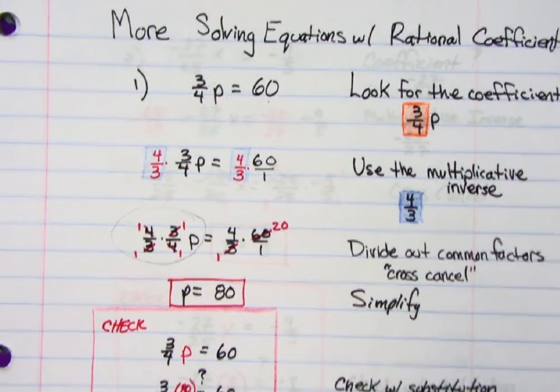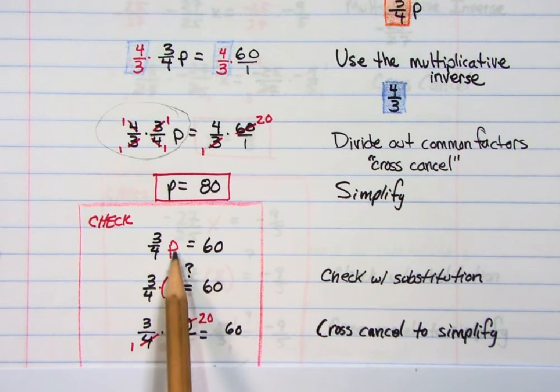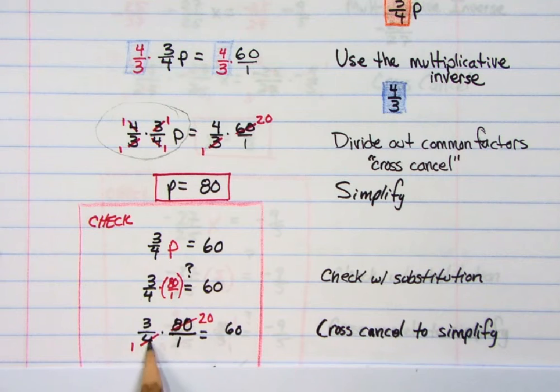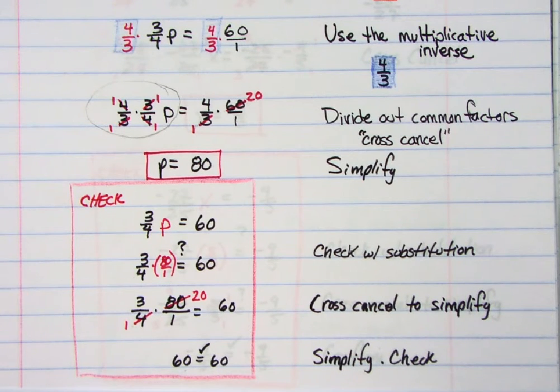So now I want to check my work. So let's see. This is the original question. And instead of p, I think the answer is 80. So I'm going to substitute that with 80. I cross cancel here. The 4 and the 80 turn into 1 and 20. 3 times 20 is 60. So sure enough, 60 equals 60. Let's try, I got two more examples for you.